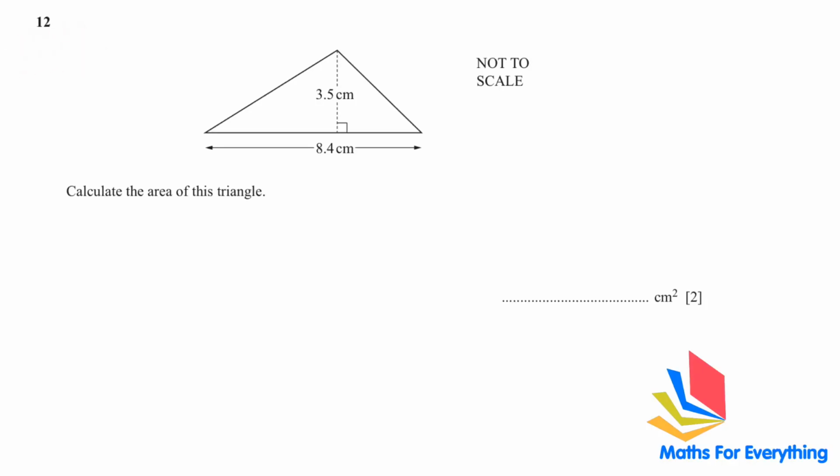Question number 12. We have been given a triangle and we have to calculate the area of the triangle. So the area of the triangle is half times base times height. We have the base, which is 8.4 centimeters, and we have the height, which is 3.5. This will give us 14.7 square centimeters.